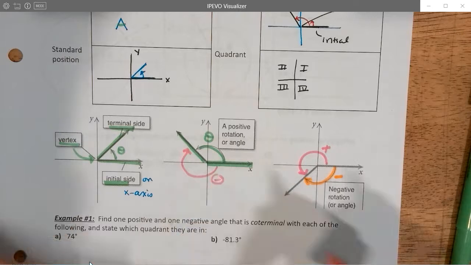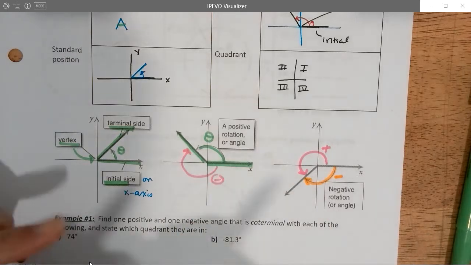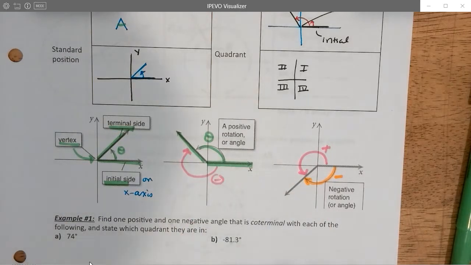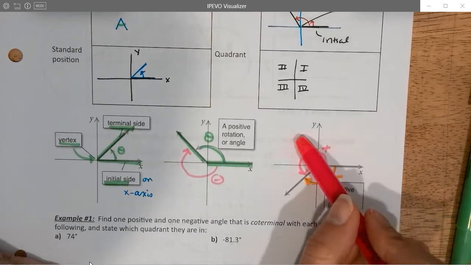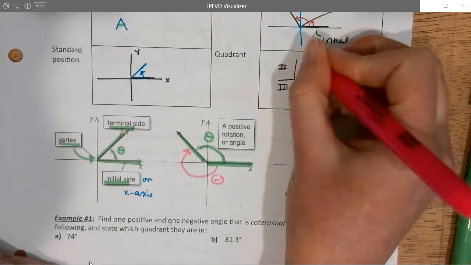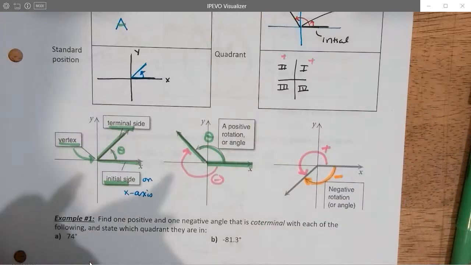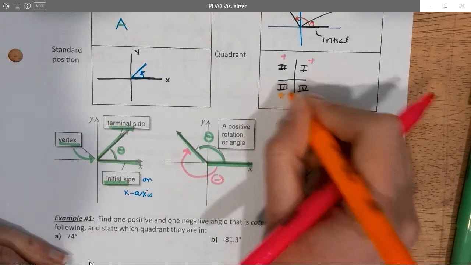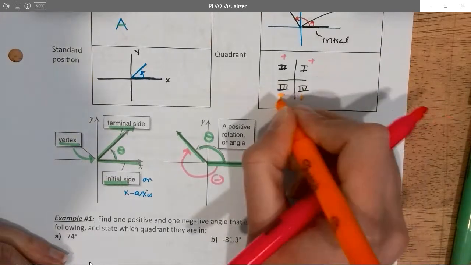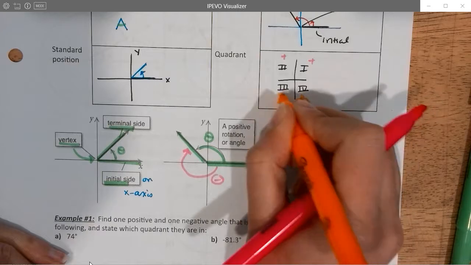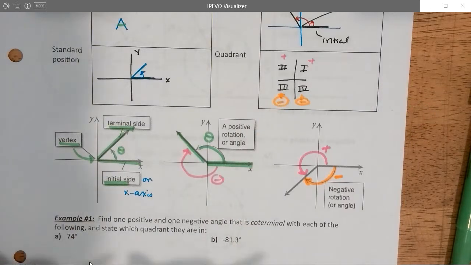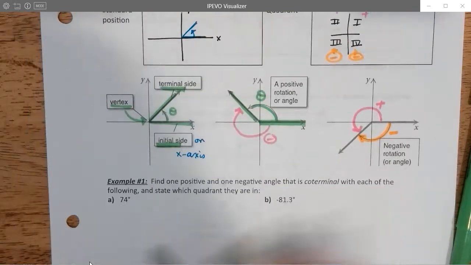So it has a negative measure, but we don't commonly talk about it unless it is the smaller. So we most commonly talk about angles in quadrants 1 and 2 in terms of positive angles. We talk about angles that are in quadrants 3 and 4 in terms of negative angles. Just because it's most common doesn't mean it's the only way it's ever done, but just for some reference points. All right, let's see what else we can learn about here.